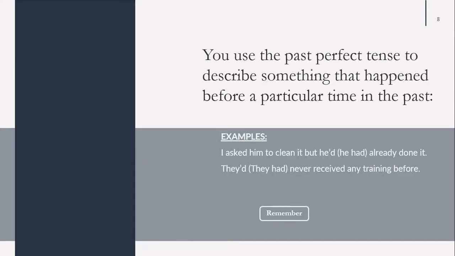Now let's come to one of the most important things you need to always remember when you talk about a summary of a problem. You use the past perfect tense. That means you use the past perfect tense to describe something that happened before a particular time in the past. For example, I asked him to clean it, but he had already done it. They had never received any training before. So whenever you want to discuss problems, or when you want to deal with problems, whether you're clarifying or summarizing the problem, most of the time we use the past perfect tense.